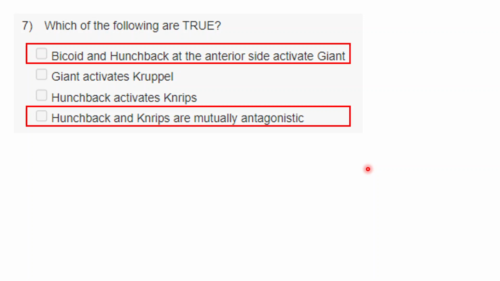So there is a whole lot of networking between all these gap genes that we see here, that I have a diagram of. I'll show you. Giant is a gap gene which is activated by bicoid and hunchback, while hunchback and knirps are mutually antagonistic. So there is a whole lot of relations. You might have to memorize some of that. So it is just a factual based question.